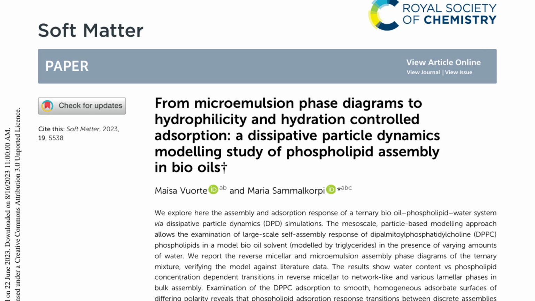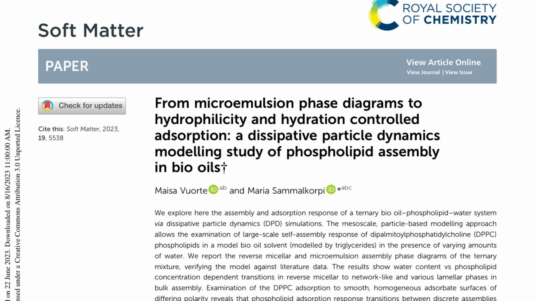a ternary bio-oil phospholipid water system using dissipative particle dynamics (DPD) simulations. The main objective is to understand the large-scale self-assembly response of dipalmitoylphosphatidylcholine (DPPC) phospholipids in a model bio-oil solvent, triglycerides, in the presence of varying amounts of water.